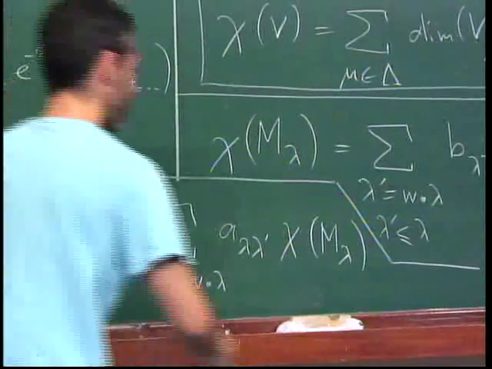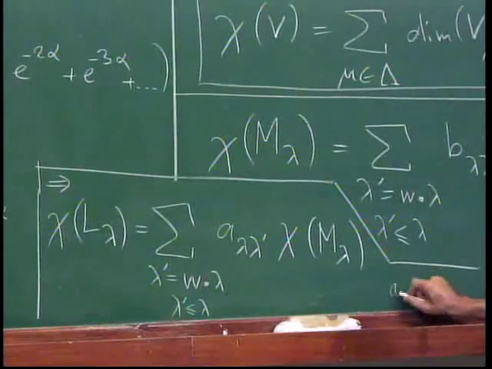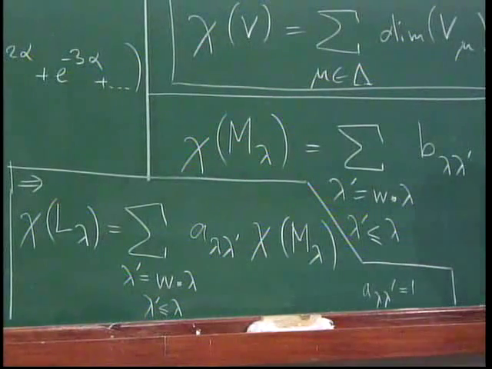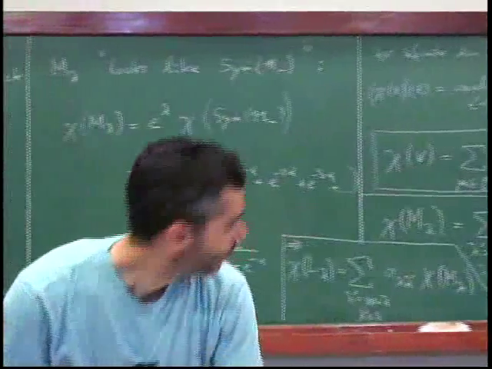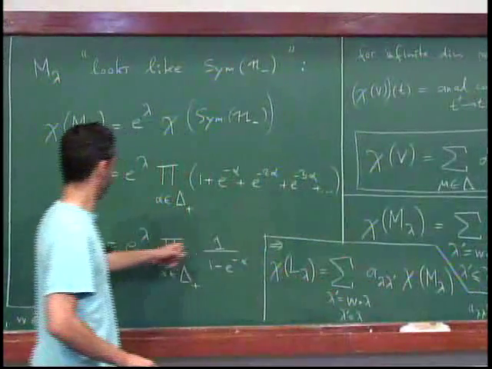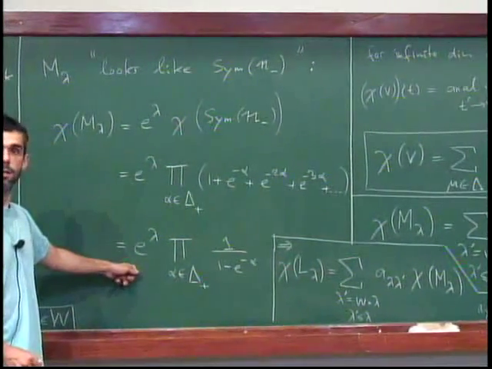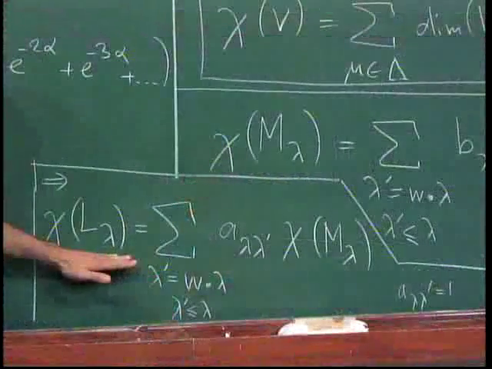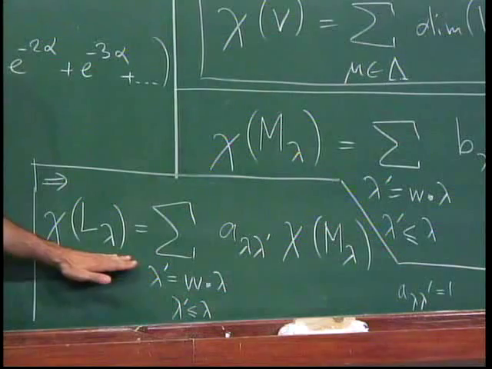And I also know that A lambda lambda equals 1. And that's pretty good, because we know what these guys are. They're given by this formula. So we have already a pretty good idea of the kind of formula to expect for these characters.